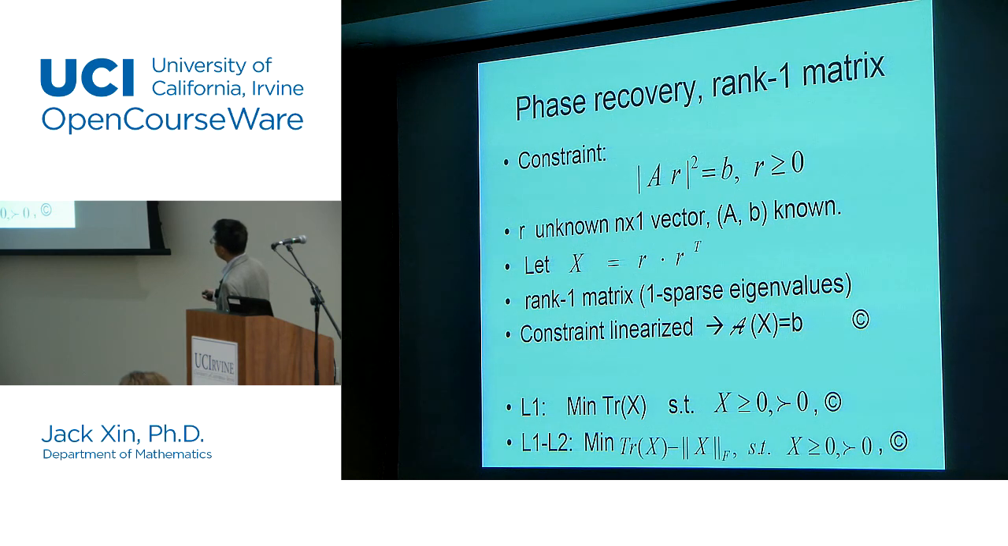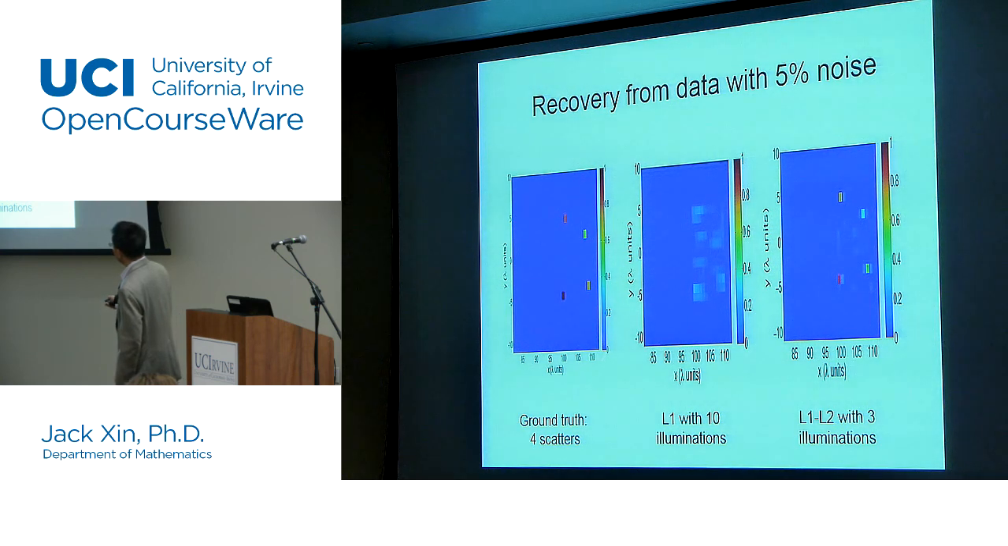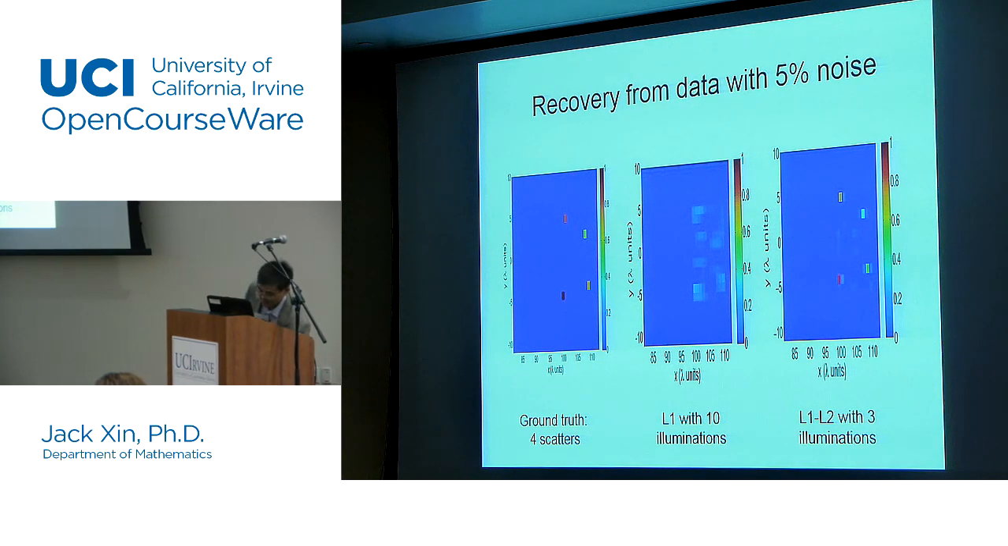If we do L1, then we minimize over the sum of the eigenvalues, so that's the trace. And if we do L1 minus L2, then there's a trace minus the sum of squares, so that's the Frobenius norm. Okay, so here's the comparison. With 4 objects over here, you shine light 10 times. With L1, you can still hardly see the location of the objects. But with only 3 illuminations, you shine light 3 times, with L1 minus L2, you can get pretty good location information already. So this helps us visualize the objects.